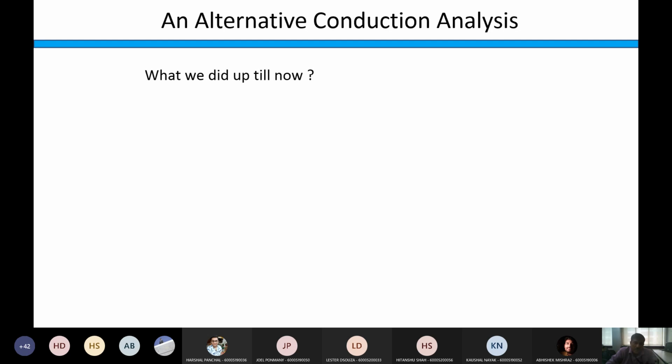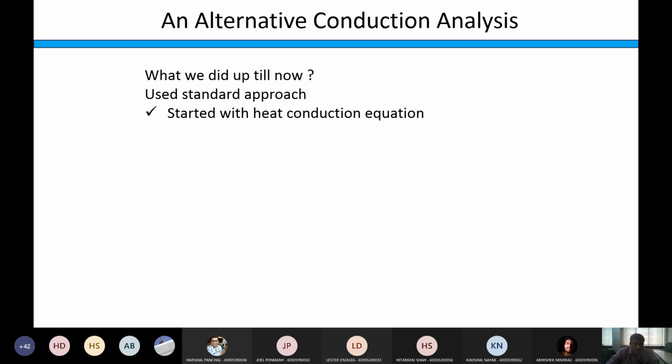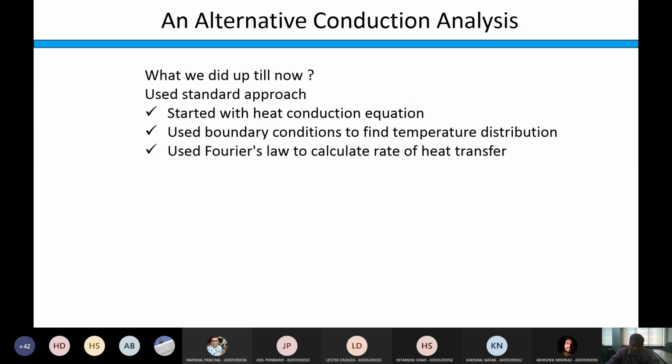So what is this? We use the standard approach. Here we started with the heat conduction equation, then we used the boundary conditions to find the temperature distribution. We used Fourier's law to calculate the rate of heat transfer. So these three steps we have followed up till now. This approach is called the standard approach of analysis. Fine. Now we are going to introduce the alternate approach to this.